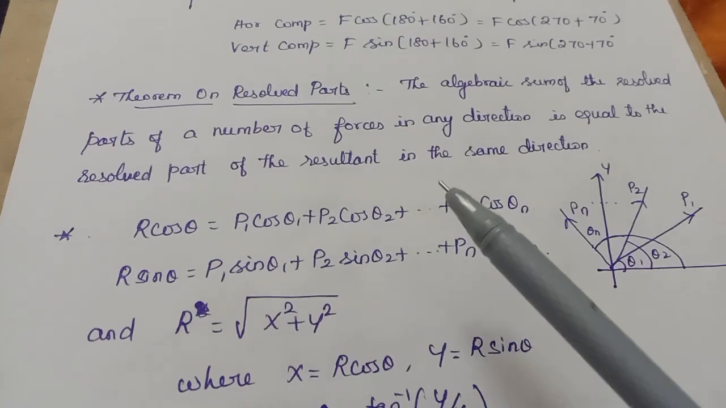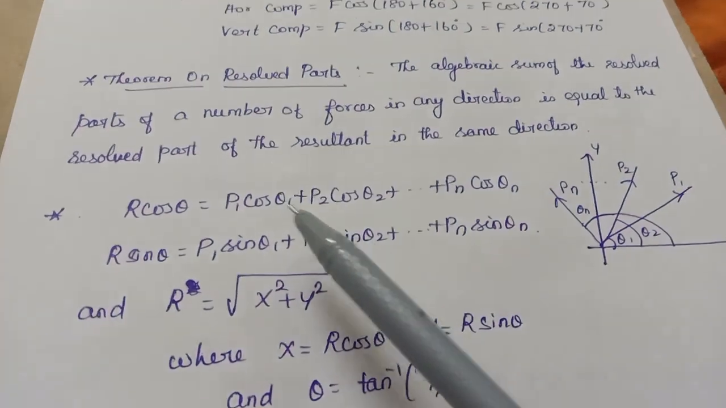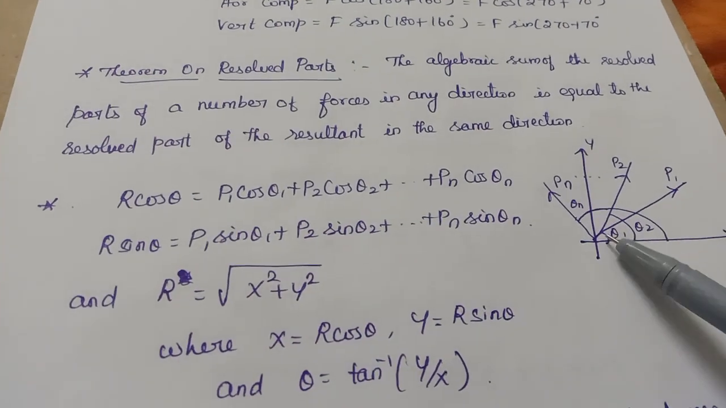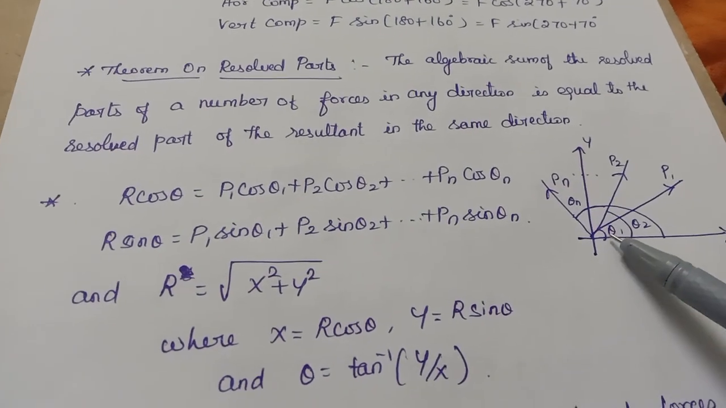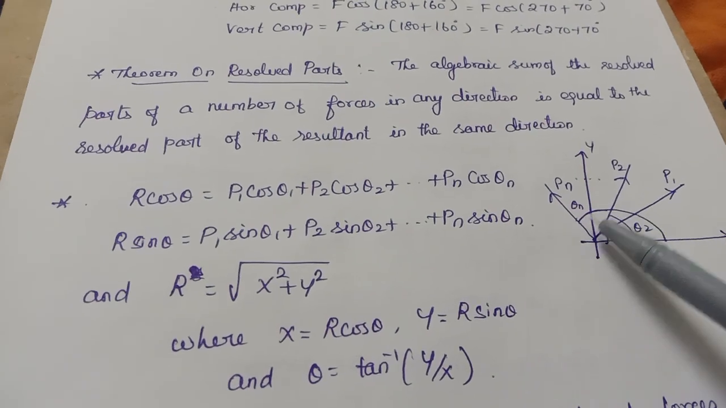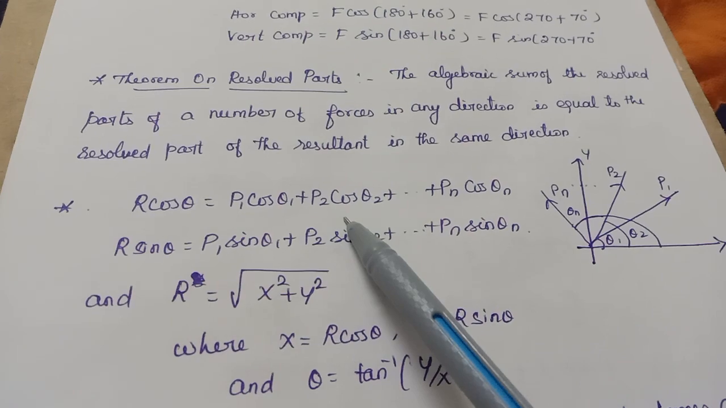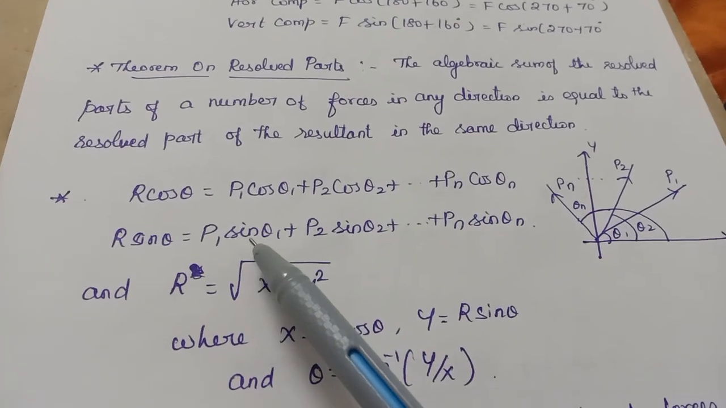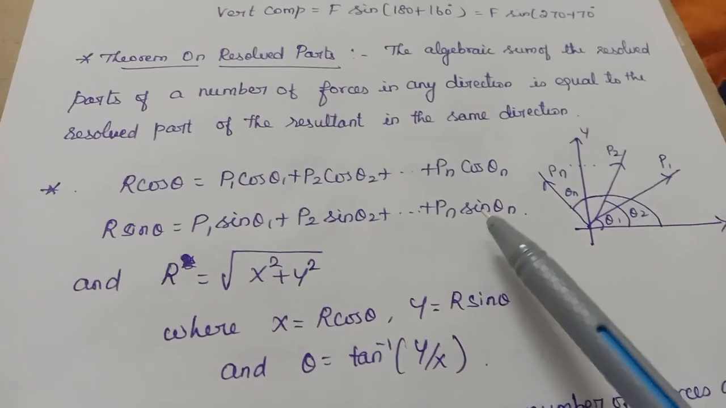Understand? Okay. Then next one, theorem on resolved parts. This is what I have explained to you in the beginning of the video. Here I am having n number of forces, P1, P2, P3, etc., Pn, and each of these forces is making angle theta 1, theta 2, theta 3, etc., theta n with the horizontal. Then the horizontal component is given by P1 cos theta 1 plus P2 cos theta 2 plus etc. up to Pn cos theta n, and their vertical component is P1 sin theta 1 plus P2 sin theta 2 plus etc. Pn sin theta n. Right?